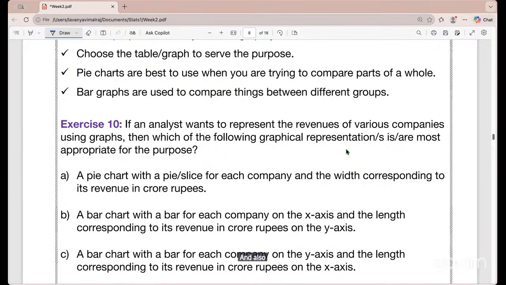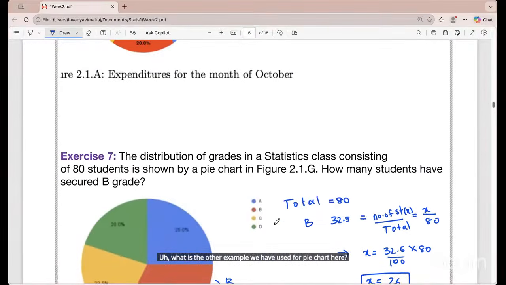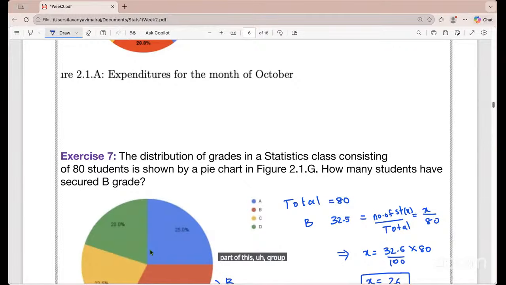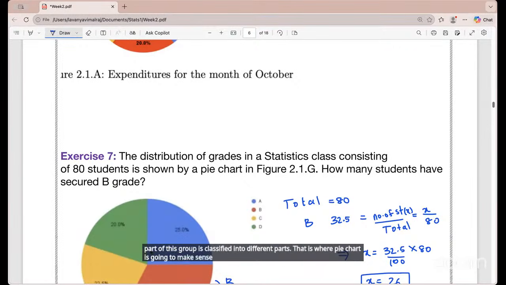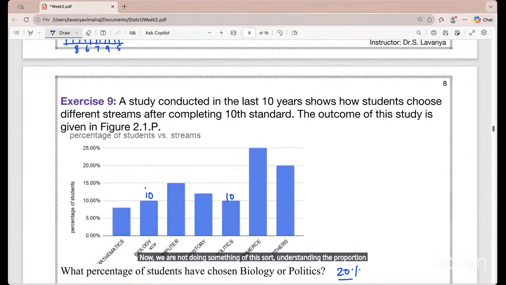And also, what is the other example we have used for pie chart here? In the total of 80 students, what is the distribution we are seeing? Inside a specific group, what is the distribution? How much each part of this group is classified into different parts. That is where a pie chart is going to make sense. Now we are not doing something of this sort, understanding the proportion in which a bigger group is divided.